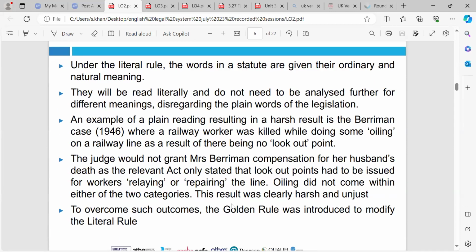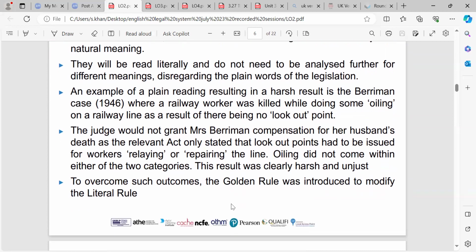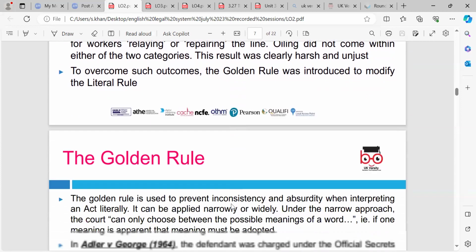So firstly, the literal rule is where the statute is given its ordinary meaning, so its natural meaning. It will be read as it is, and there are no further different meanings of it. We also looked at the importance of the Berriman case, 1946, in regards to the literal meaning.